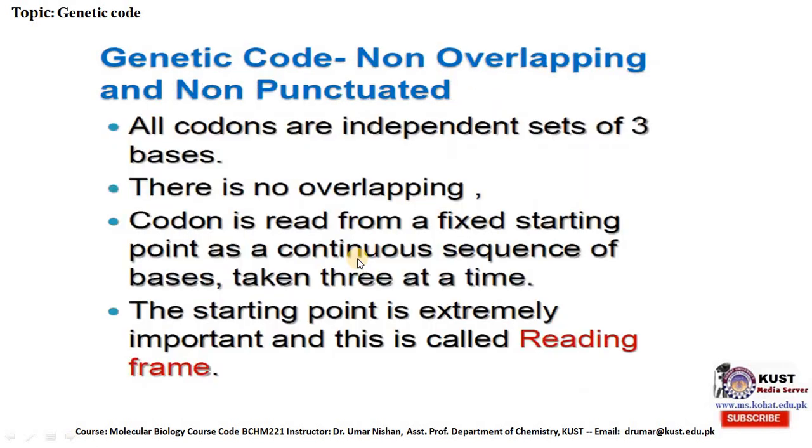Now, genetic code is non-overlapping and non-punctuated. It means all codons are independent sets of 3 bases. There is no overlapping. Codon is read from a fixed starting point as a continuous sequence of bases taken 3 at a time. The starting point is extremely important, and this is called reading frame.